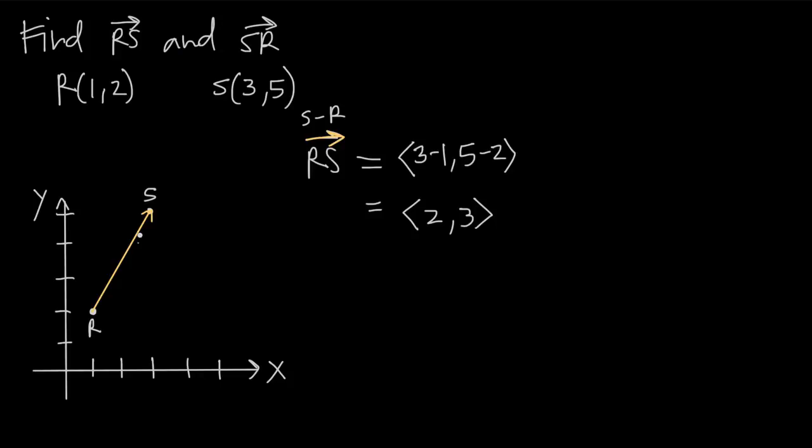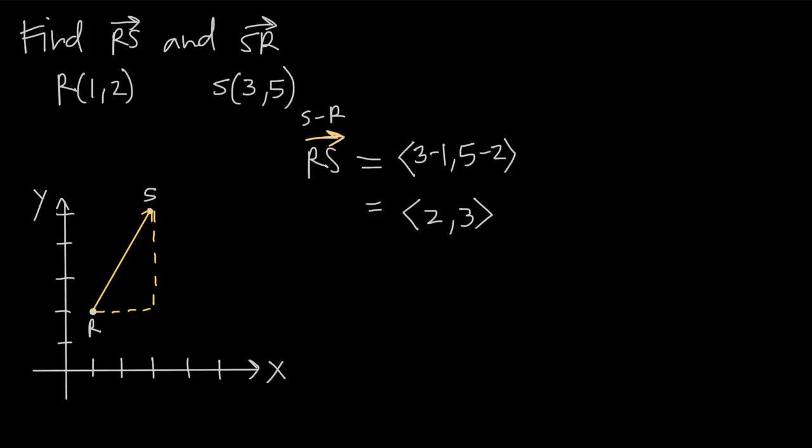So to get from point R to point S, I have to move in the positive direction of the x-axis 2 units because I have 2 here. Then I have to move in the positive direction of the y-axis 3 units because I have positive 3. So I go up here 3 units. That's what gets me from R to S. So the vector RS is just <2, 3>.